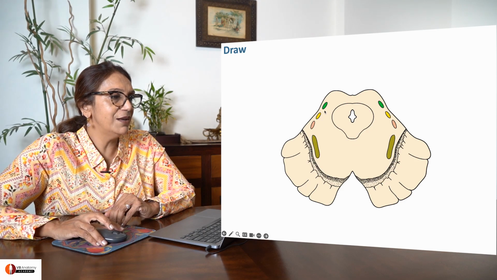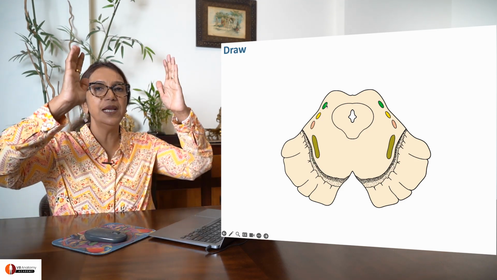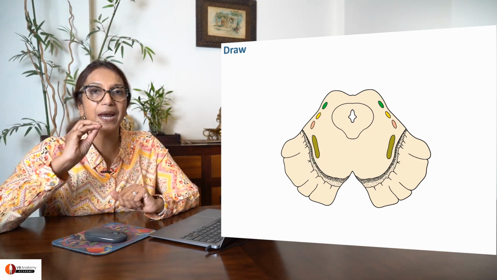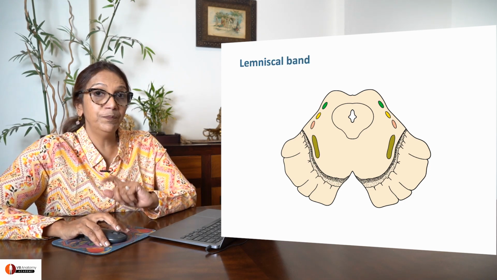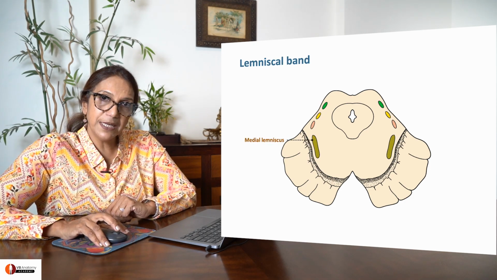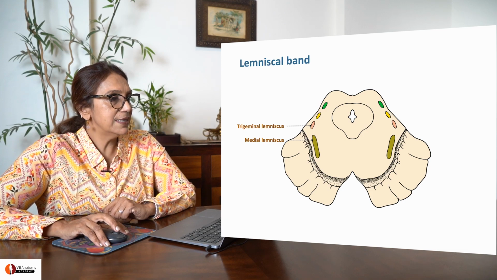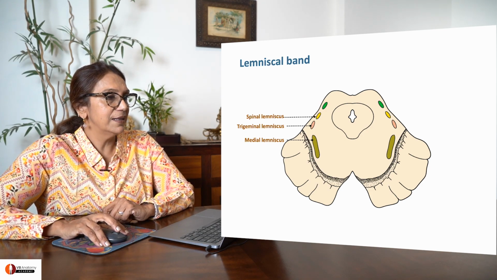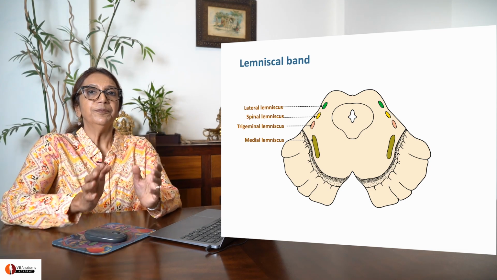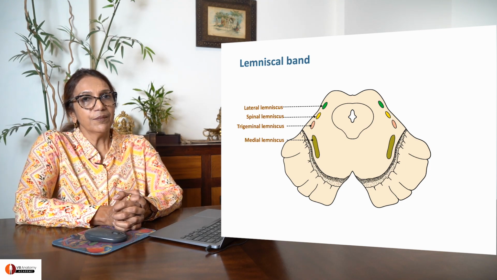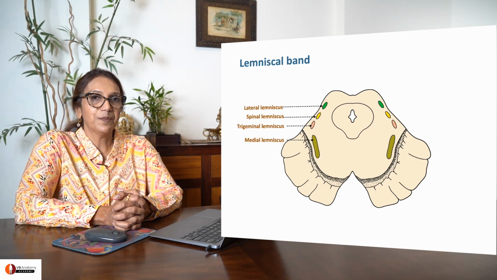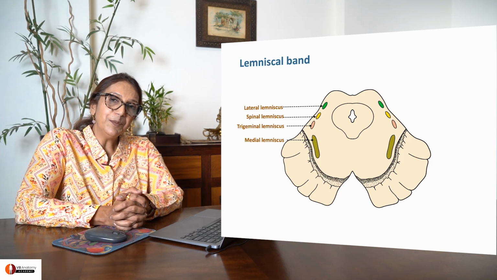1, 2, 3, 4 longitudinally going tracts. Label them. This is medial lemniscus. This is trigeminal lemniscus. This is spinal lemniscus. This is lateral lemniscus. Have you added them? Have you labeled them?